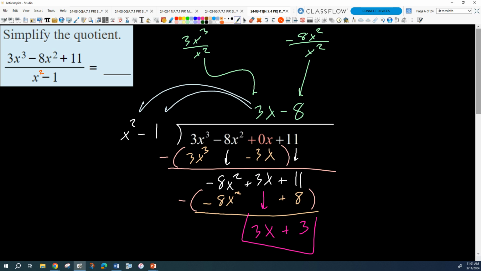3x minus 8 plus x squared. Wait, no, that's a bit off. It's 3x minus 8, plus 3 over x squared minus 1. Because again, what does the remainder do? That's what remains over the denominator. Exactly, right? So my final answer is just going to be the polynomial part, 3x minus 8, plus what remains over the denominator? The remainder. Okay.